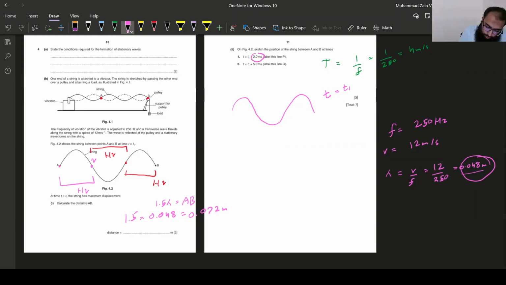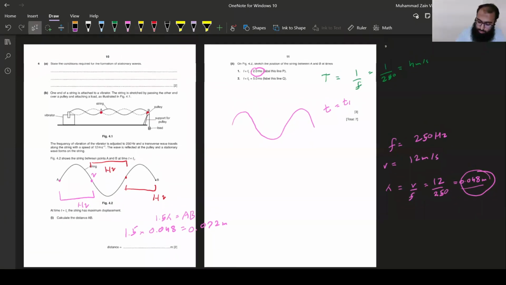This is a time of 2 milliseconds. What's it equal to in terms of time period? Can anyone tell me? What is it equal to in terms of time period? 4 milliseconds is my total time period. So obviously 2 milliseconds would be half the time period, right? So that would be T divided by 2.